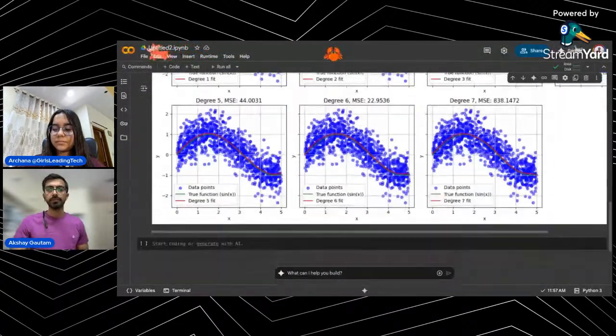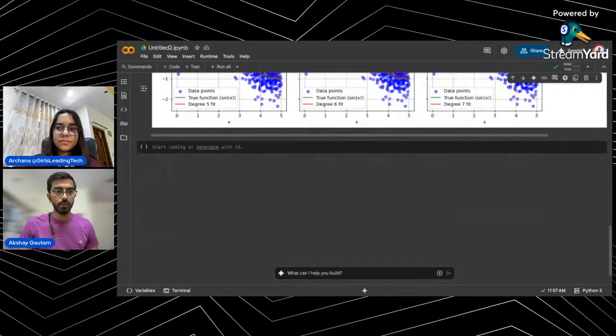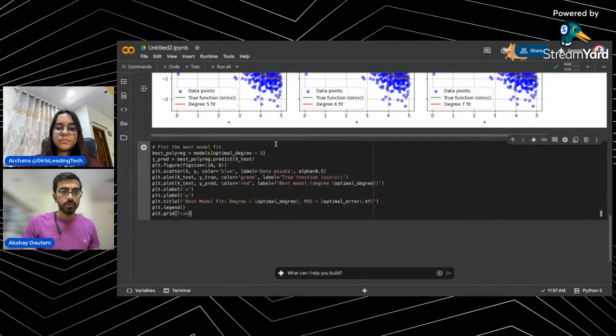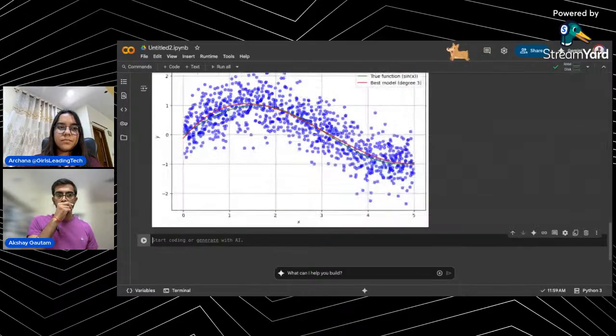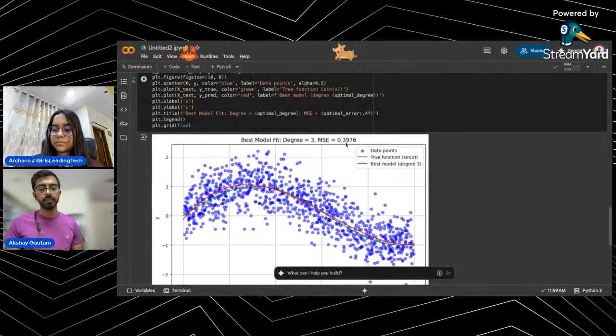So if I did things right, I think that is what we should get as our answer, right? So let's find the best fitting model. The best fitting model would be, right, degree equals 3 and MSE is 0.397.